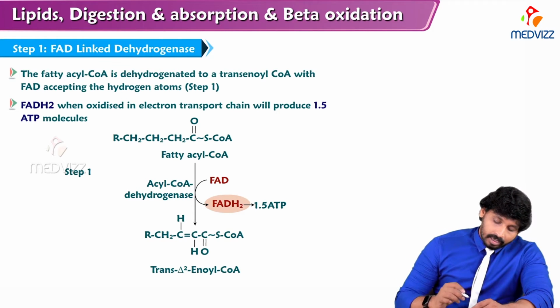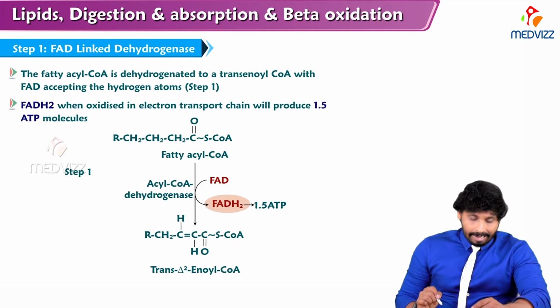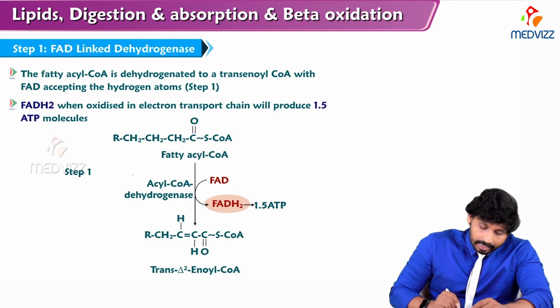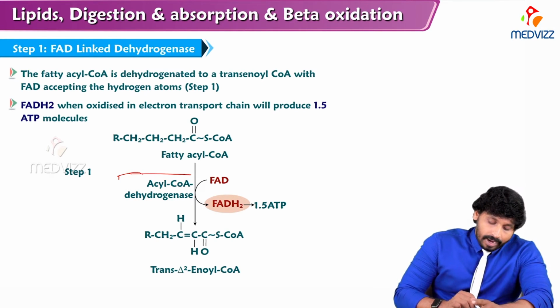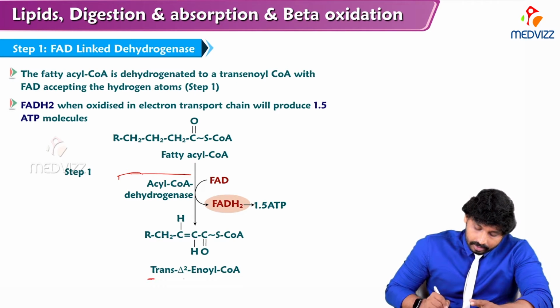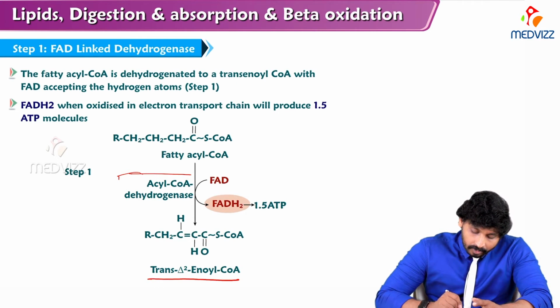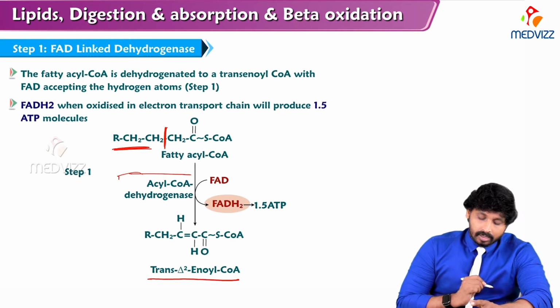So the first thing is fatty acyl-CoA undergoing a dehydrogenation reaction. The enzyme is acyl-CoA dehydrogenase. Fatty acyl-CoA is dehydrogenated to trans-enoyl-CoA. You see here, this is the first carbon, second carbon. Here the splitting. So this is called a fatty acyl-CoA. See, these are the number of carbons.